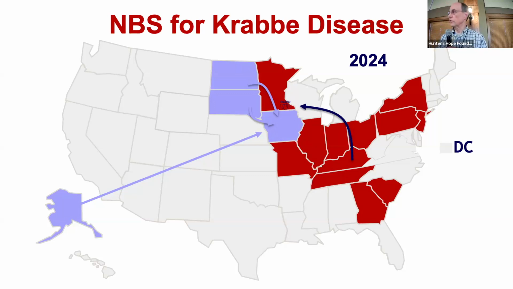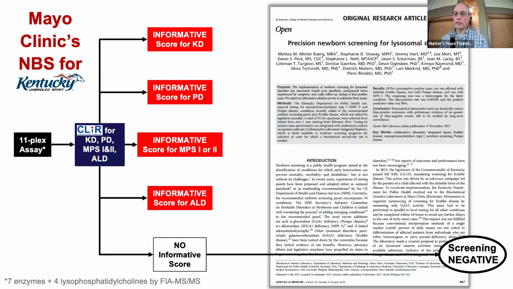We've been involved at the Mayo with newborn screening for Krabbe disease, first through a research study, which actually brought me to this meeting many years ago. Then Kentucky added Krabbe to their screening program and wasn't quite prepared to do it in-house, so they reached out to us and asked whether we could help them. And so we did that. And this is how we do the screening at the Mayo Clinic for Kentucky.